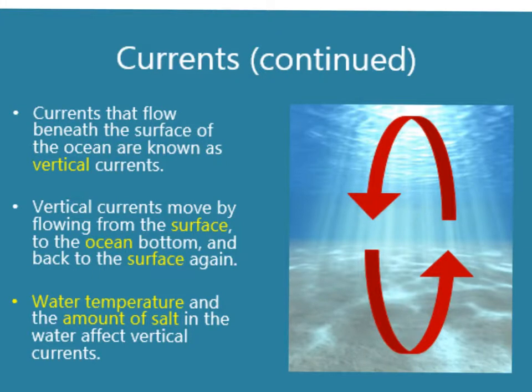Currents that flow beneath the surface of the ocean are known as vertical currents. Vertical currents move by flowing from the surface to the ocean bottom and back to the surface again. Water temperature and the amount of salt in the water affect vertical currents.